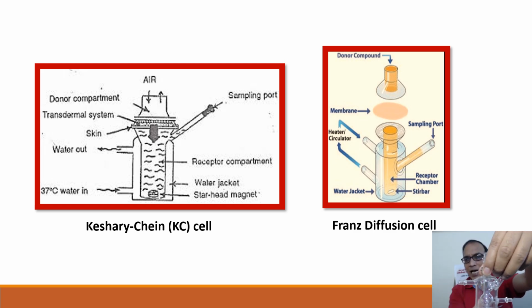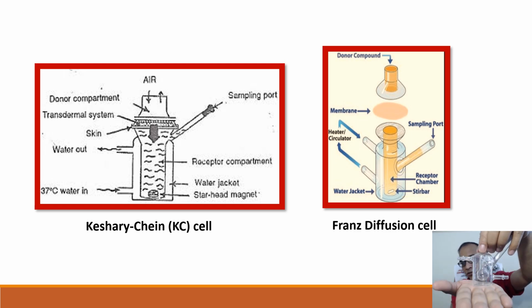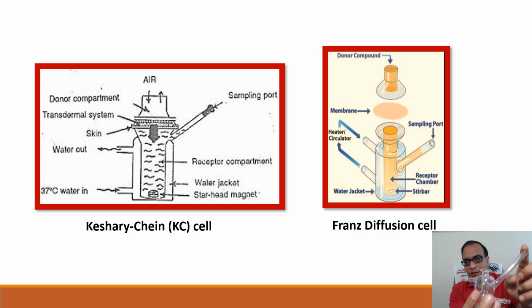So then, in the entire assembly, the receptor compartment is filled with the PBS 7.4 buffer, and in the outer jacket, water is flowed to control the temperature. Inside you can put a small bead, which will provide the agitation when it is kept on that magnetic stirrer. You will take the samples from this side from time to time, and you will replace the same amount of pre-warmed receptor fluid to maintain the sink conditions.